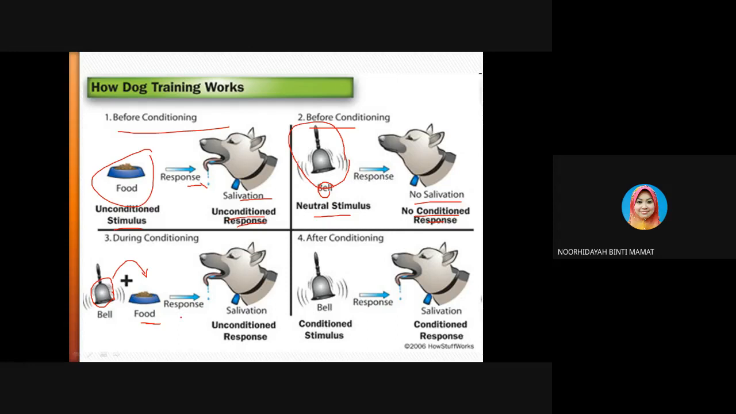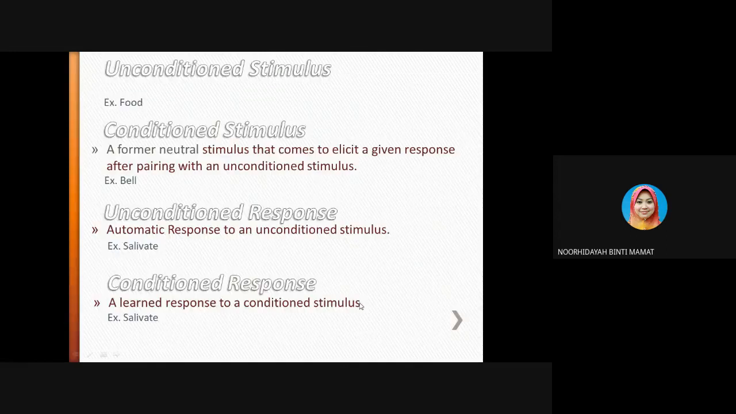And the dog will salivate. So the dog will think that after the bell, they will get the food. After the bell ringing, they will get the food. And after the conditioning, even the bell alone will cause salivation in the dog, because the dog has been conditioned to the neutral stimulus. So the unconditioned stimulus here is food.